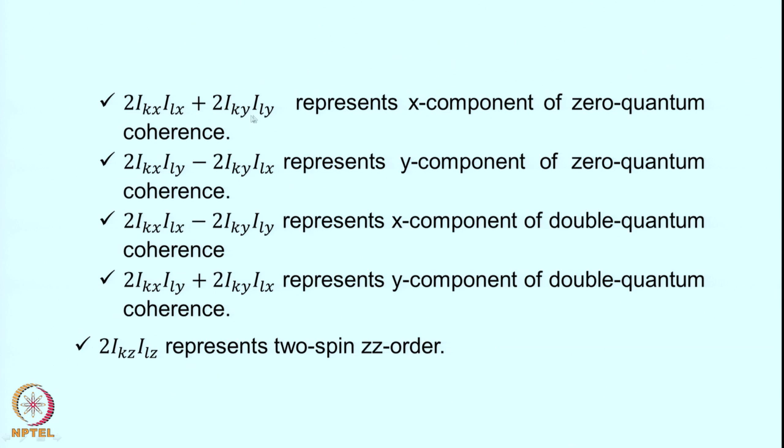And then we said, 2IKX ILX plus 2IKY ILY represents the X component of zero quantum coherence, 2IKX ILY minus 2IKY ILX represents the Y component of zero quantum coherence, and then 2IKX ILX minus 2IKY ILY represents the X component of double quantum coherence, 2IKX ILY plus 2IKY ILX represents the Y component of double quantum coherence. Then 2IKZ ILZ represents 2 spin ZZ order. This has to be distinguished from the Z magnetization, as I indicated before.